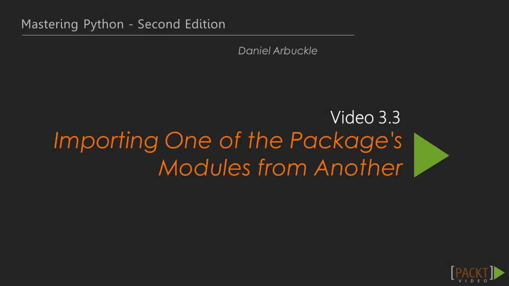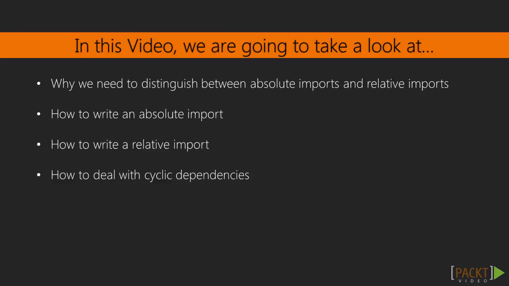In the previous video, we looked at adding code modules to a package. In this video, we're going to take a look at how to make those code modules interact with each other within the package. We'll start off by understanding the difference between absolute and relative imports, then moving on to writing those, and finally, we'll look at cyclic dependencies.